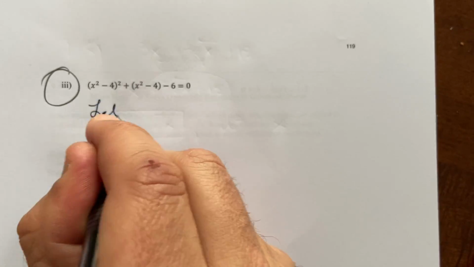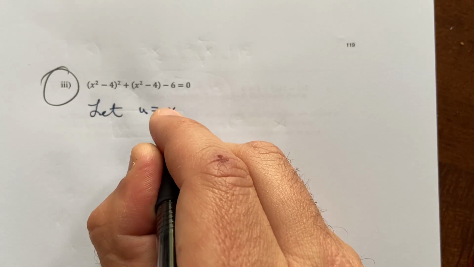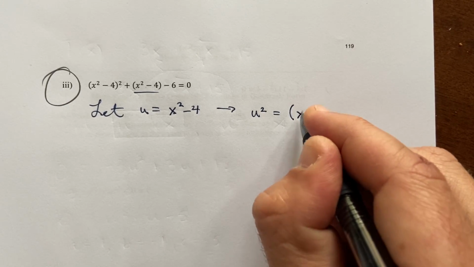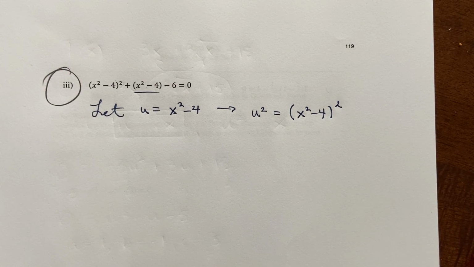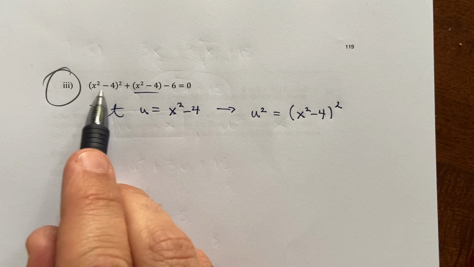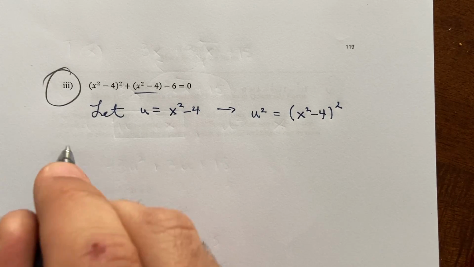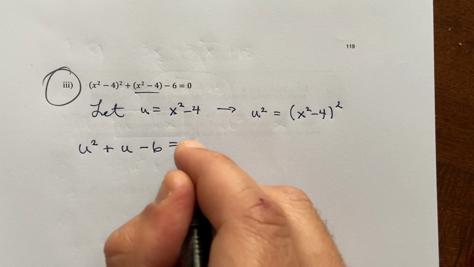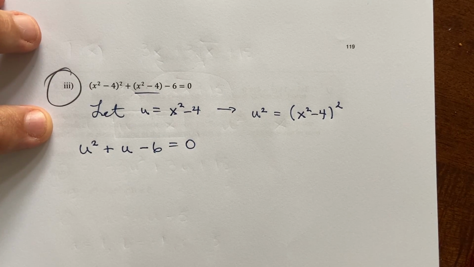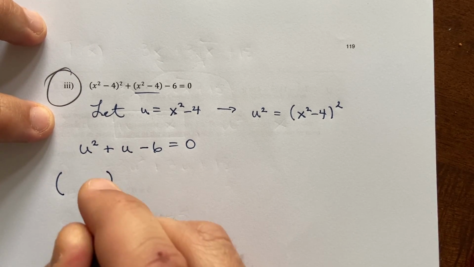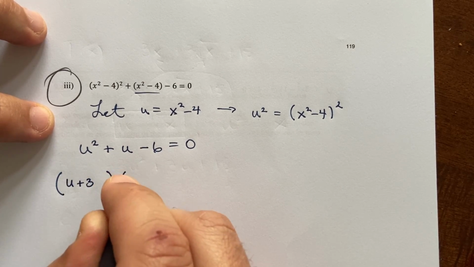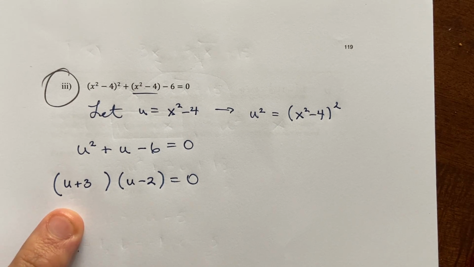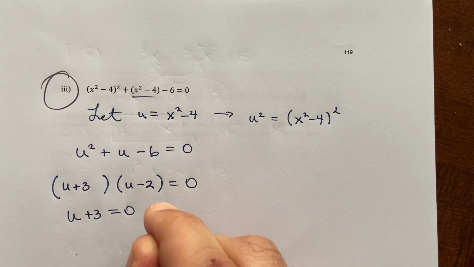So what I'll do is I'll let u equal x squared minus 4, this piece. That would mean that u squared would equal x squared minus 4 all squared. So that tells me what to do with this piece. Instead of x squared minus 4 all squared, I'll just write u squared there. So I'll have u squared plus u minus 6 equals 0. Okay, it looks like this one factors. So u plus 3, u minus 2 equals 0. If you check that, that should factor that way. U plus 3 equals 0, u minus 2 equals 0.